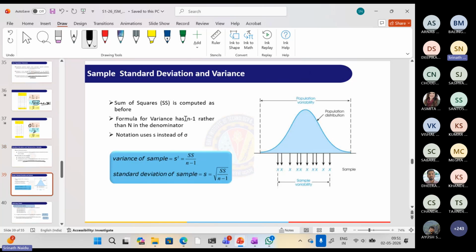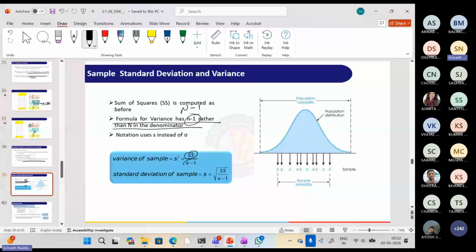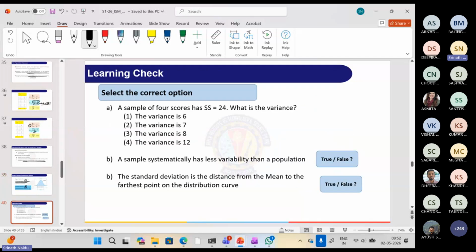So the sum of squares is computed as before. The formula of the variance has n minus 1, not small n minus 1, rather than n in the denominator. So the variance of a sample, s squared, is equal to SS divided by n minus 1, and the standard deviation becomes the square root of SS divided by n minus 1. The n minus 1 accounts for that bias because you're working with sample data: x bar was used to compute that sample data, and now you're using that x bar again. The reason you're using x bar again is you don't have access to the population mean. Okay, that's the whole thing.